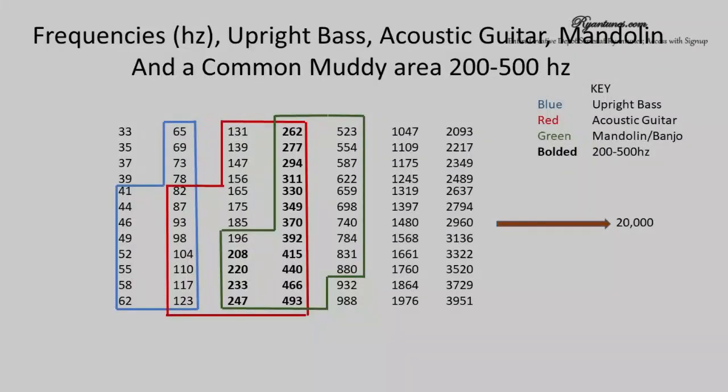Why is this all important? The answer is mud. Have you ever heard a song that you like, but there's something about it, there's instruments clashing or competing? Well, that's exactly what's going on. They're playing within the same frequency range, and they're competing. So what you get is what we call mud.